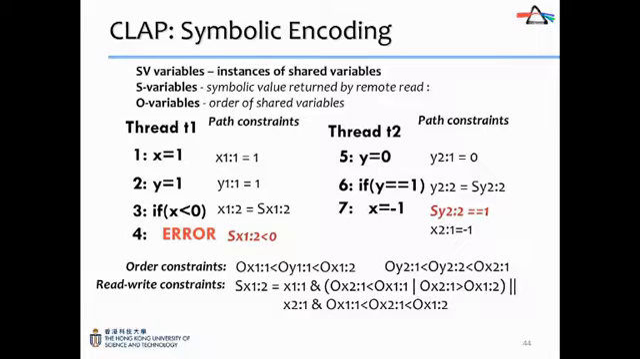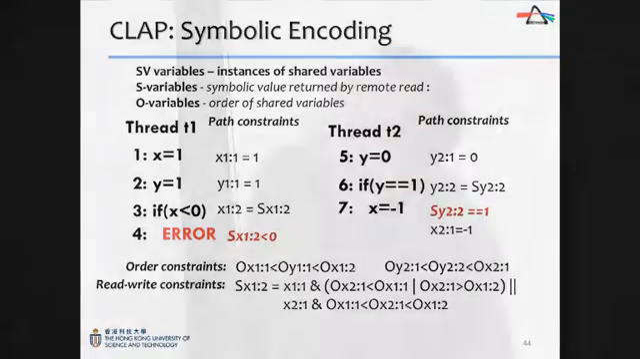The next step is that we try to encode constraints based on this path. We have different kinds of variables. We have symbolic variables for the different instances of shared variable accesses. We have an S variable that symbolically represents the value returned by a remote read. And we have order variables corresponding to each shared variable instance to represent its position in the global schedule.